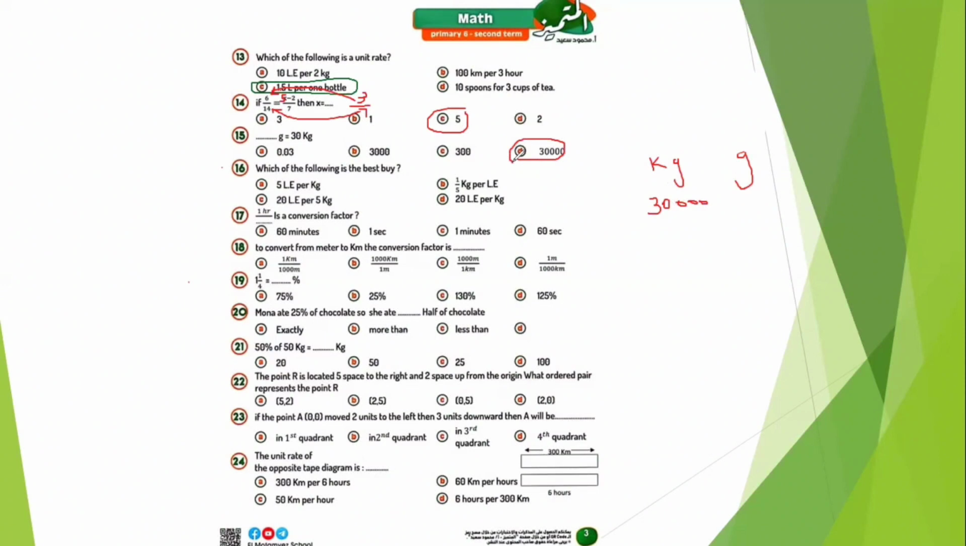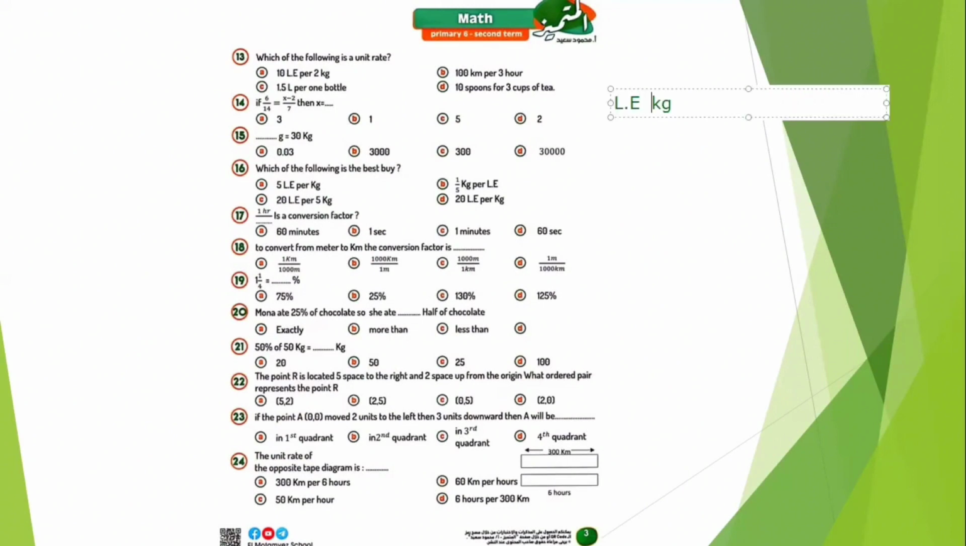Question 16: Which of the following is the best buy? A. 5 Egyptian pounds per kilogram, or 1 over 5 kilogram per Egyptian pound, or 20 Egyptian pounds per 5 kilograms, or 20 Egyptian pounds per kilogram. To solve this question, I can do it through the ratio in its simplest form. Let's see, I compare between the Egyptian pound and the kilogram. For each 1 kilogram, its value is 5 LE, that is A.